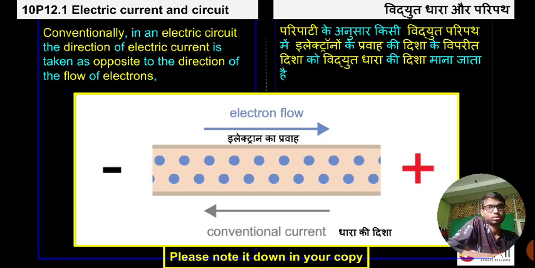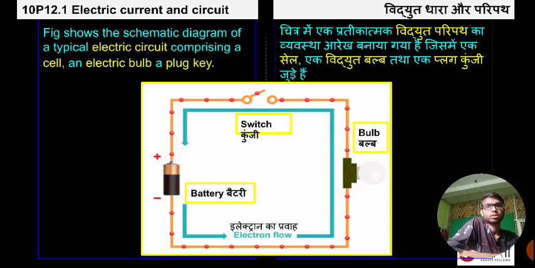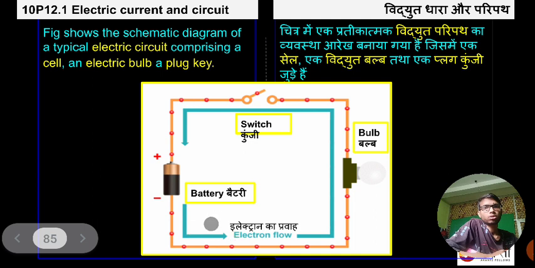Till here we are done. The figure shows the schematic diagram of a typical electric circuit comprising a cell, an electric bulb, and a plug key. What is happening in this case? Electron flow is in this direction, but current would be just opposite of this.